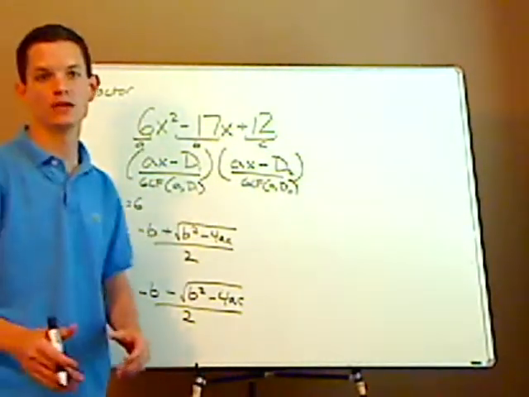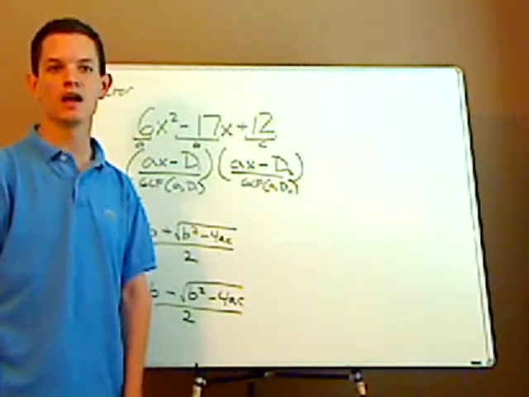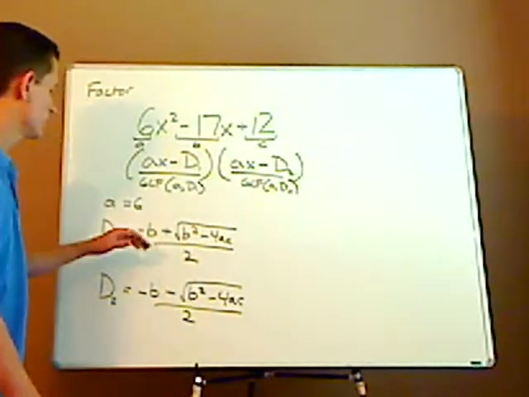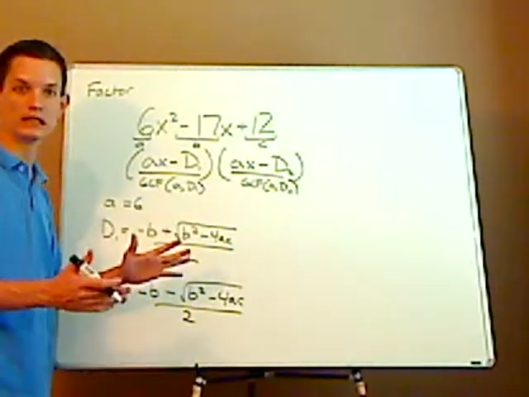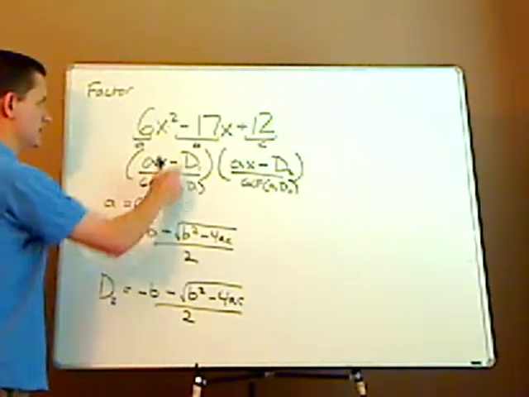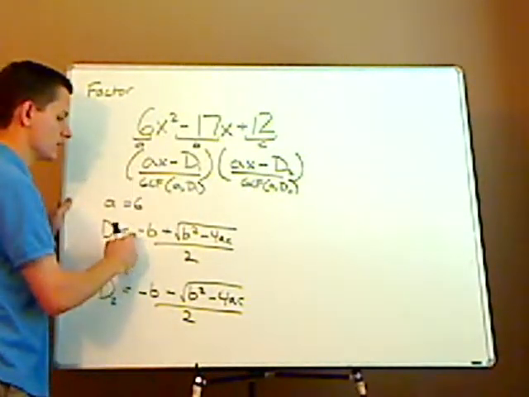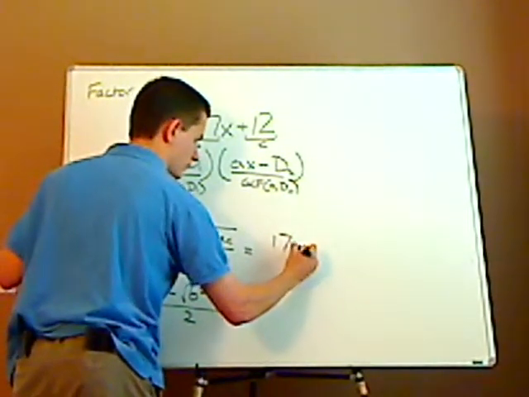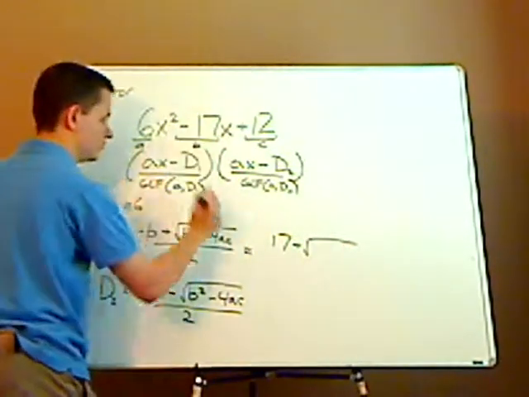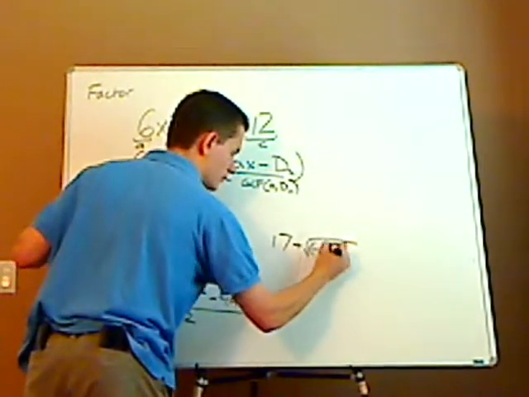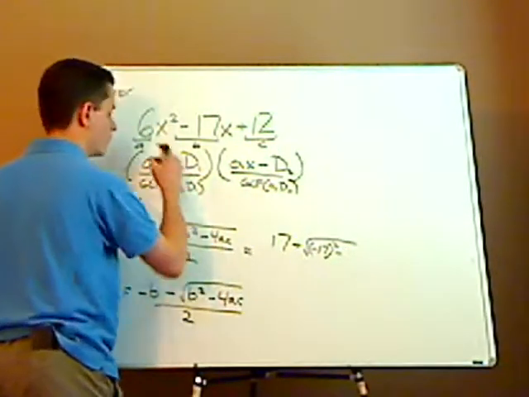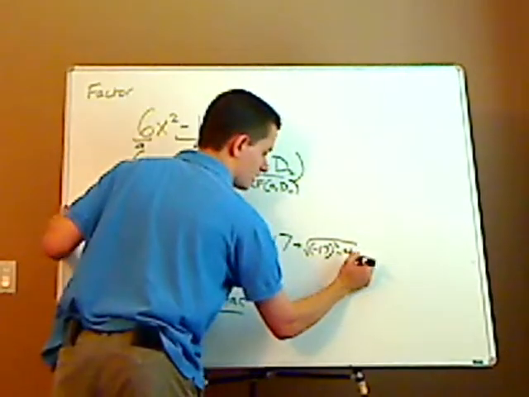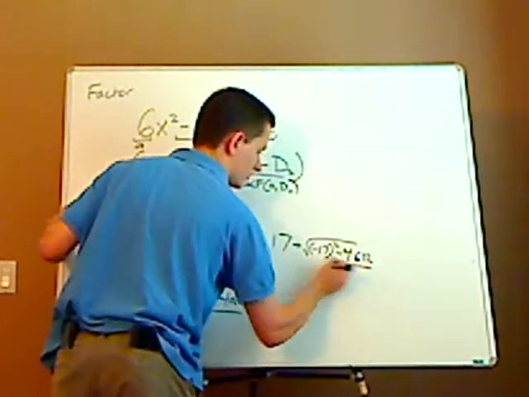This is a purely mechanical way, just plug and chug, on how to factor a trinomial. So all you have to do is basically plug in numbers. Your B is this negative 17, so it's the opposite of B, so that becomes a positive 17 plus, and it's going to be a huge mess. This is negative 17 squared minus 4 times A, which is 6, times 12, all over 2.